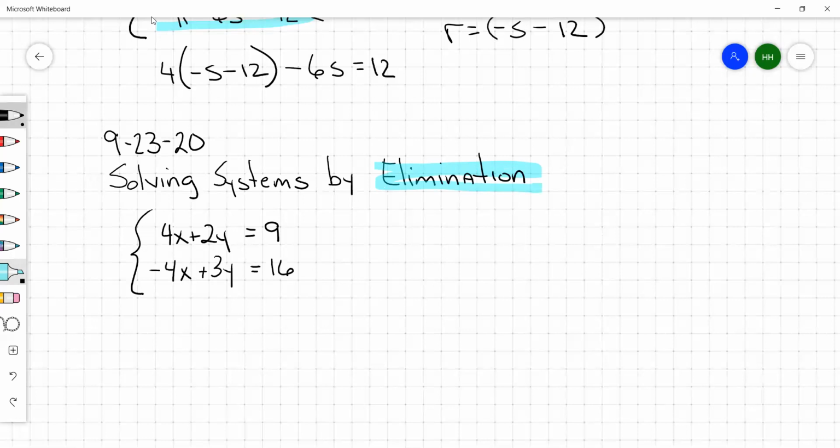So if you look at this system of equations, if you add them together right now, what are you going to eliminate? The x is going to get eliminated, isn't it? Because 4x plus negative 4x is 0. So if you add these equations together, your 4x's eliminate, and you get 2y plus 3y, which is 5y, equals 9 plus 16, which is 25. You divide by 5, and y equals 5.